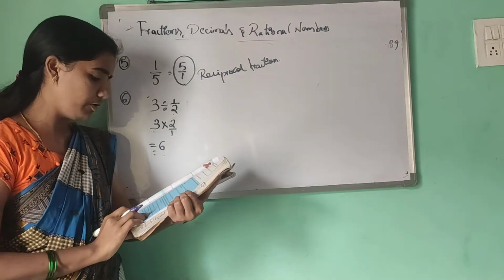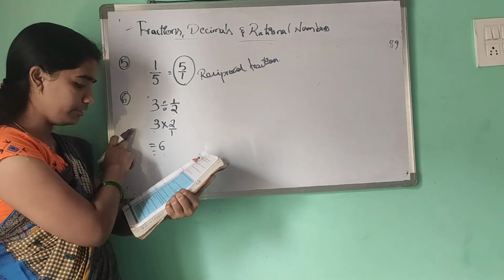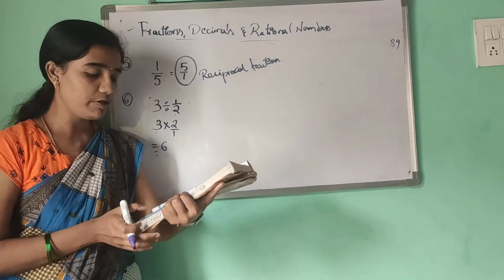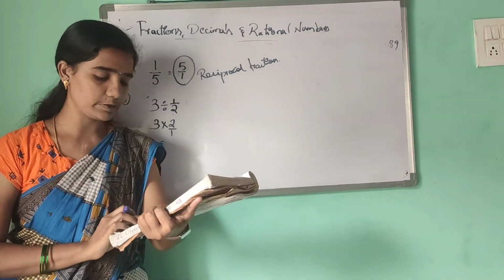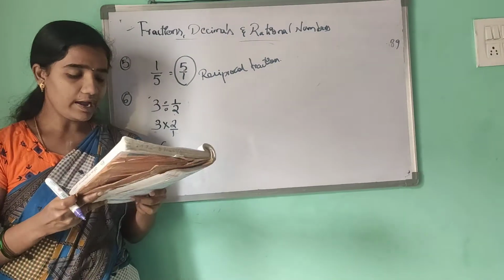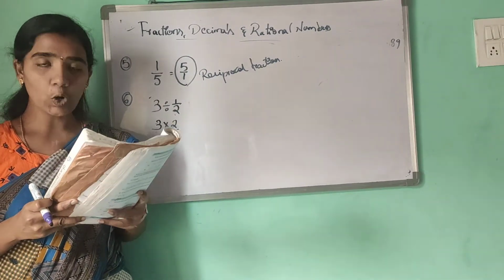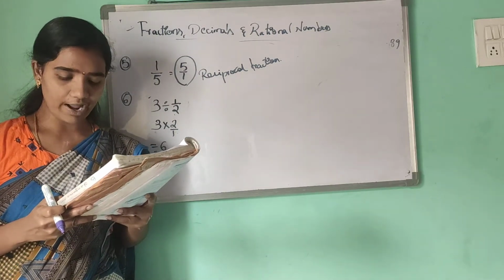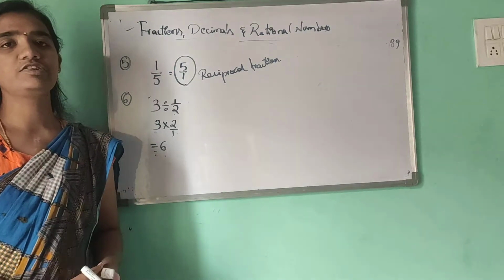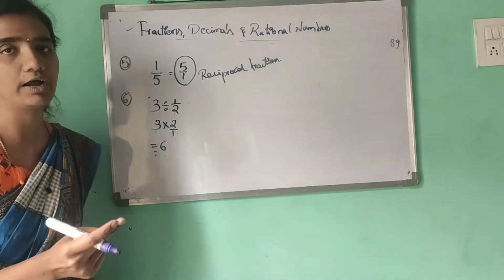So in this way we multiply the whole number. While dividing a whole number by a fraction, we multiply the whole number with the reciprocal of that fraction. Coming to the second one, while dividing a fraction by a whole number, we multiply the fraction with the reciprocal of the whole number. In this division process, we have two types.